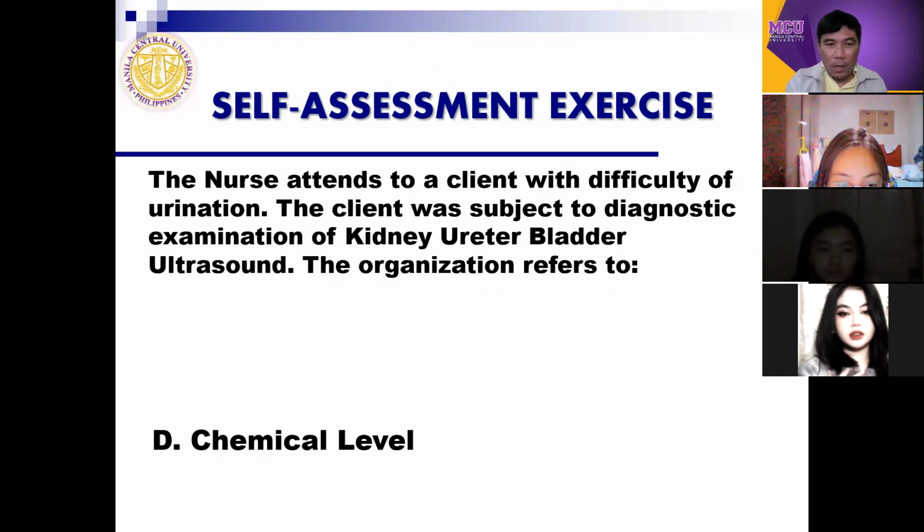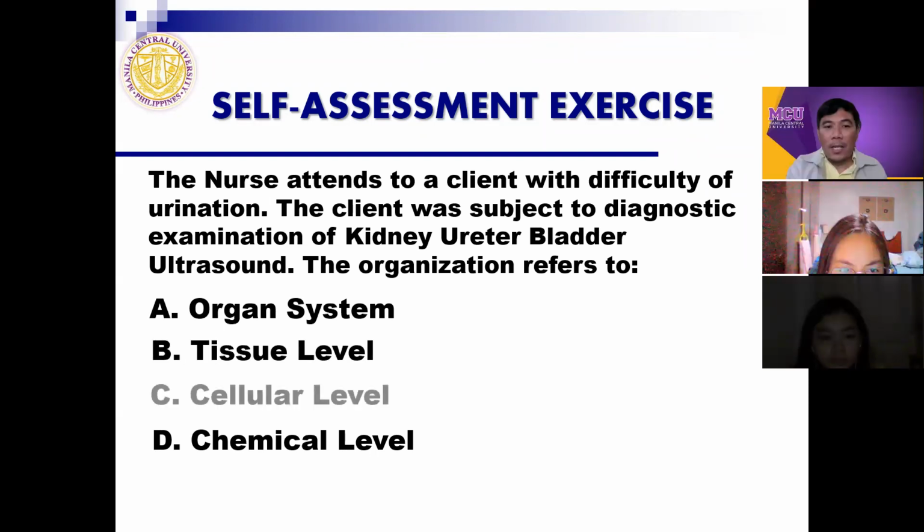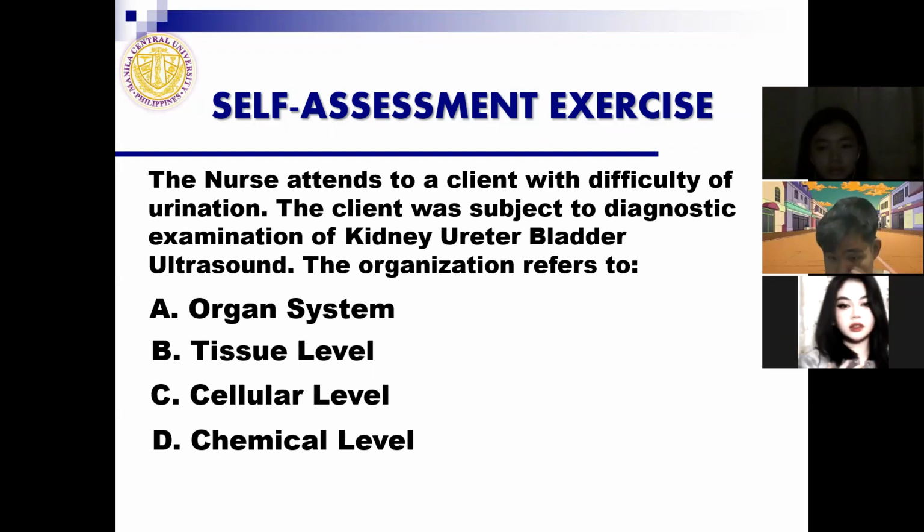Next question. The nurse attends to a client with difficulty of urination. The client was subject to diagnostic examination of kidney, ureter, bladder ultrasound. The organization refers to, is it organ system? Is it tissue level? Is it cellular level? Or is it chemical level?